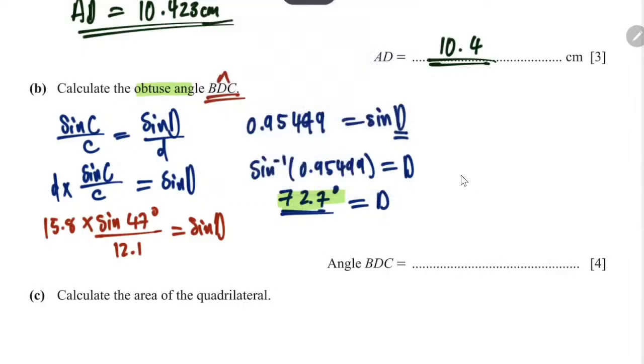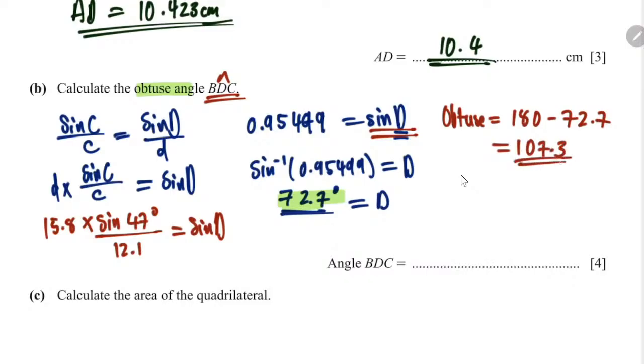So 72.7 is D. But here they clearly said obtuse angle, which means it should be bigger than 90 degrees. We should remember that when you do angles, the first answer is not always the final one, right? Good. So to get obtuse, I agree, an obtuse angle is the one greater than 90. So the only way to get it is to subtract from 180. 180 minus 72.7, and what do you get? 107.3. There you have your final solution.